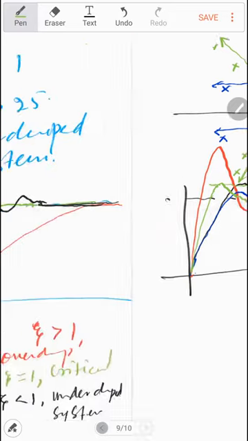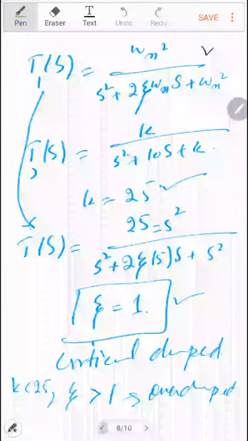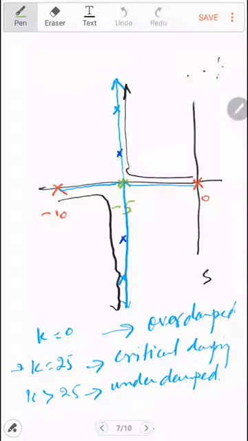So the thing is that we are actually getting the response of the system from the root locus. If we properly plot the root locus, we can understand the system stability. Also we know about the response of the system, especially the higher order linear time invariant system.